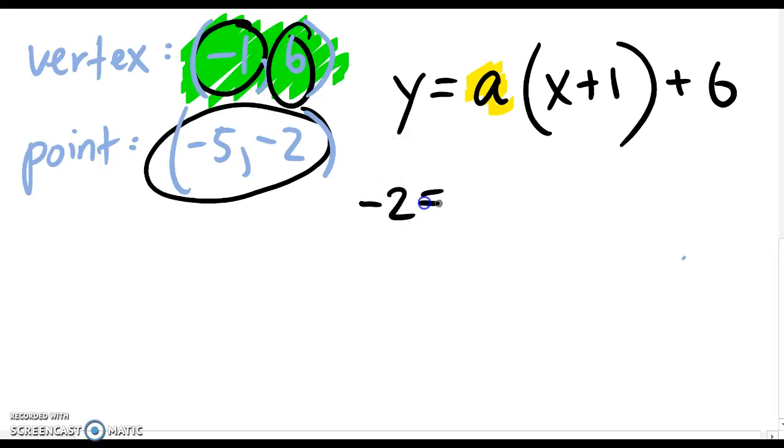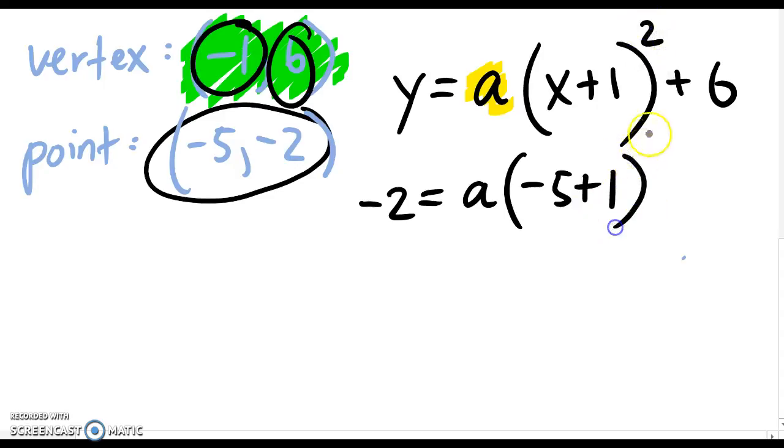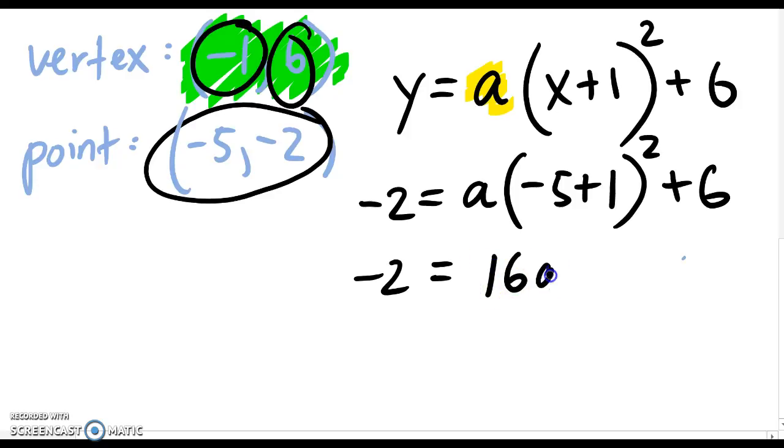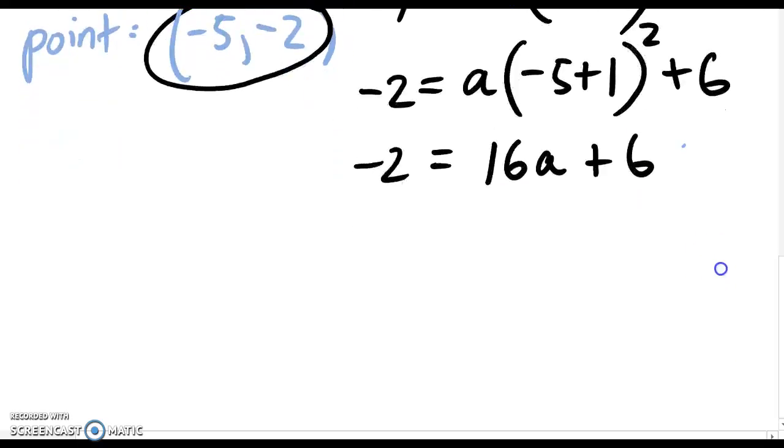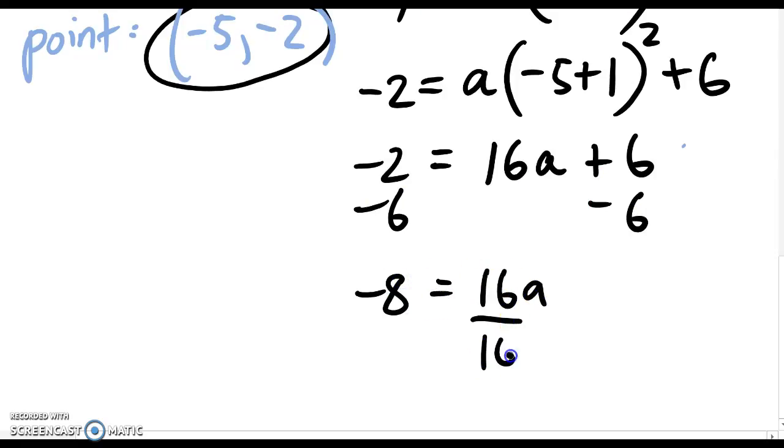So -2 equals a, times the quantity (-5 plus 1), that should have been squared, sorry, squared, and then plus 6. Let's work this down. -5 plus 1 is -4, and -4 squared is 16, so 16a plus 6. Subtracting 6 from both sides, -8 equals 16a. Then dividing both sides by 16 gives us an a term of -1/2.